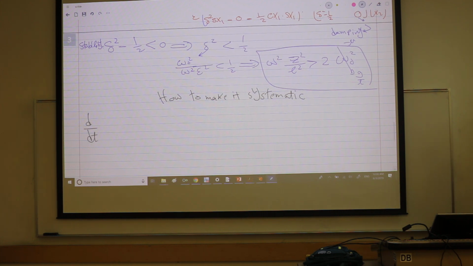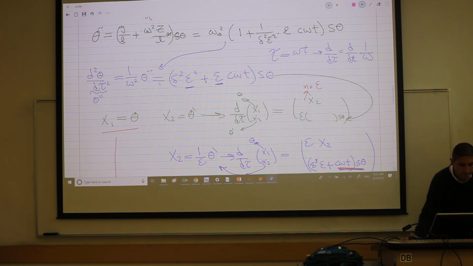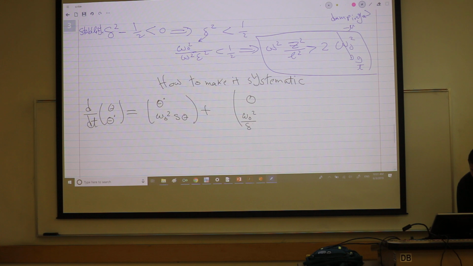Let's see the main system. Our system was theta, theta dot, without any play around, just in the time scale, theta and theta dot. This was theta dot, and this was the second equation, which was something like omega naught squared sine theta, plus the second term, which was omega naught squared over delta squared epsilon, so I have 1 over epsilon outside, cosine omega t sine theta. So in an abstract form, this is just x dot equals f of x, time invariant, and here is my time variation g of t and x, but it's scaled with 1 over epsilon.